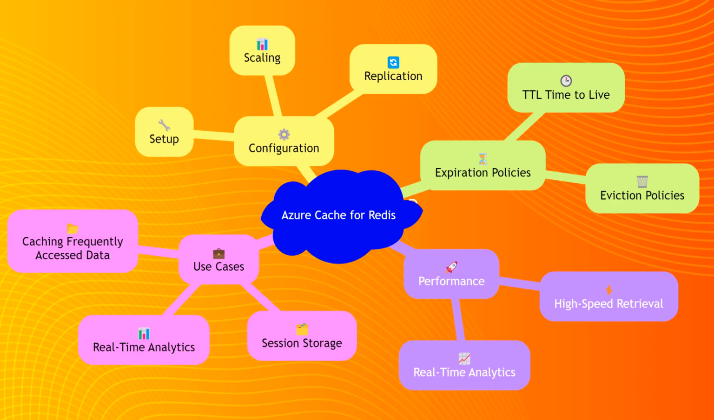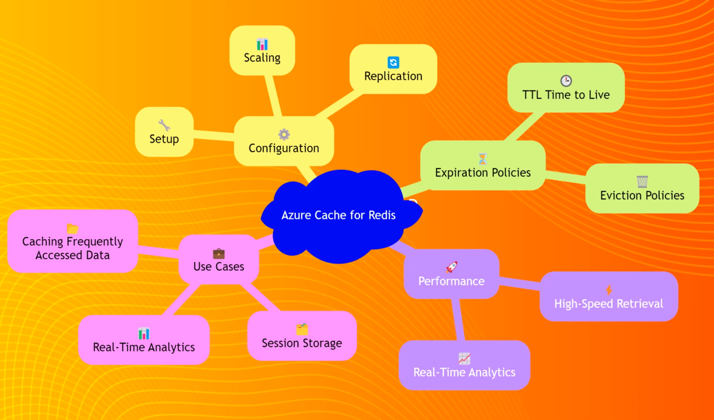Azure Cache for Redis is a fully managed in-memory cache that enables high-performance and scalable architectures. It is based on the popular open-source Redis cache. By storing data in memory, it allows for faster data retrieval compared to traditional databases. This makes it ideal for use cases such as session storage, real-time analytics, and caching frequently accessed data.